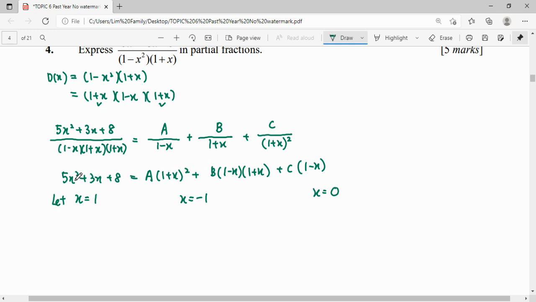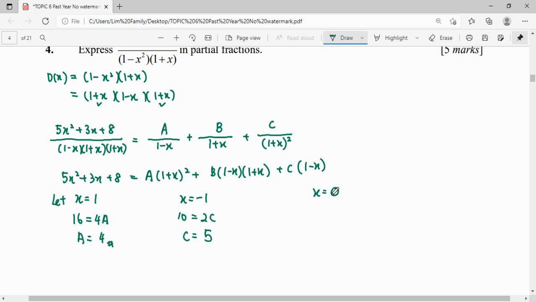When we substitute 1 here, we get 5 plus 3 plus 8, so you get 16. On the right, it becomes 2 squared, which is 4A. And then you'll notice that when you substitute into the other factors, you get 0. So A equals 4. Continue, we substitute negative 1. So here it becomes 10. And then when I substitute negative 1 here, it becomes 0, and here also 0. And this one becomes positive, so you get 2C. Therefore C equals 5.